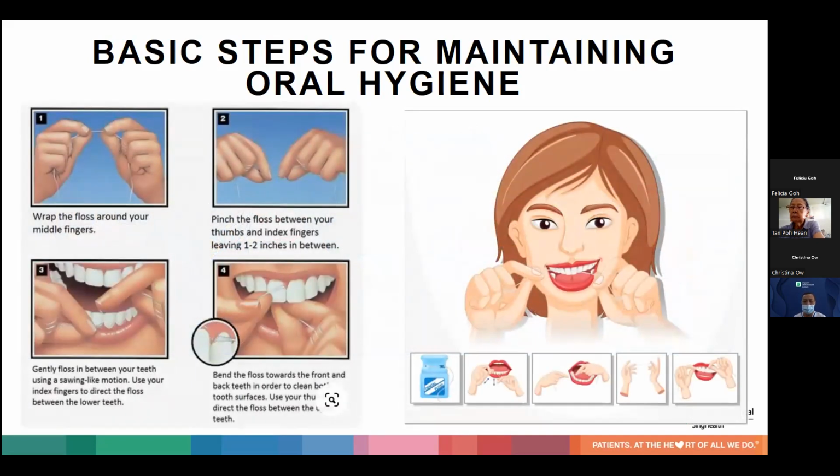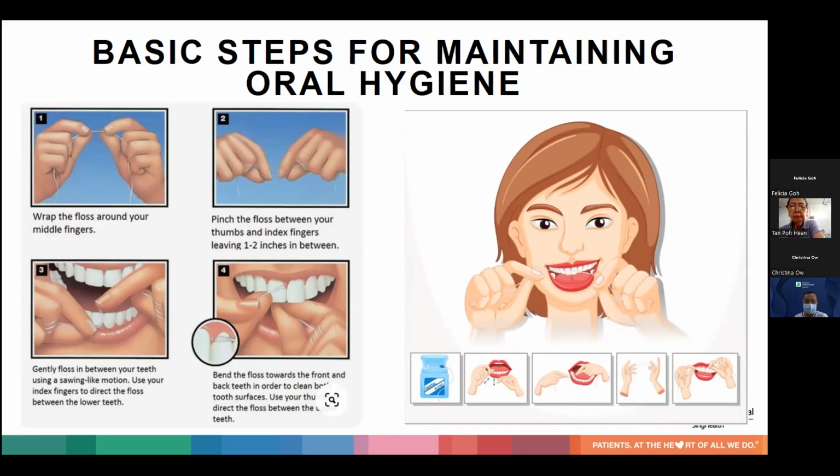Basic step for maintaining oral hygiene. Okay, like what I said earlier many times, do the floss. But remember, you don't have to use a very long floss in order to floss your teeth. I mean, floss in between your teeth. A small piece, not too long, is more than enough. If it's too long, you tend to injure your gums, and there's a tendency for your gums to eventually bleed.